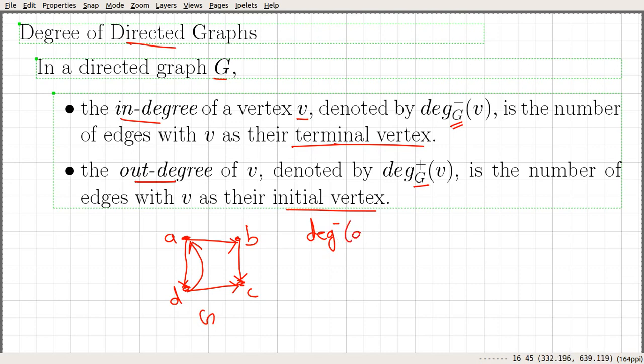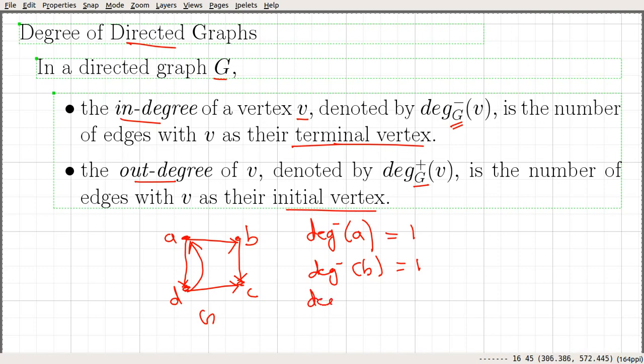The in degree of vertex A. By definition, the in degree of A is the number of edges with A as the terminal vertex. If you consider A, we can see that this edge has A as the terminal one. So that says that the in degree of A is 1. Similarly, the in degree of B: this edge terminates in B, so the in degree of B is 1.